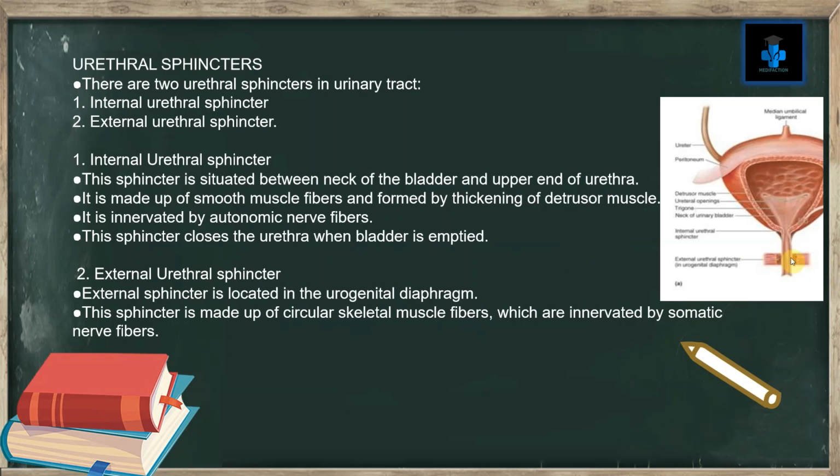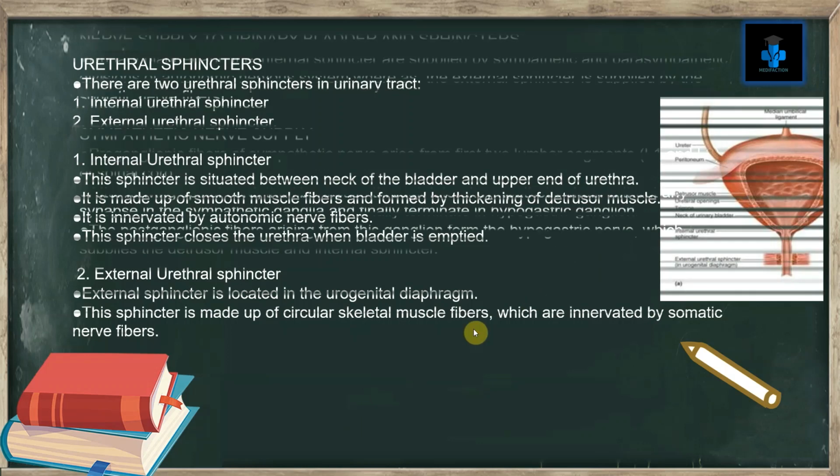Now let's talk about the external urethral sphincter, which you can appreciate right here. External sphincter is located in the urogenital diaphragm. This sphincter is made up of circular skeletal muscle fibers which are innervated by somatic nerve fibers.